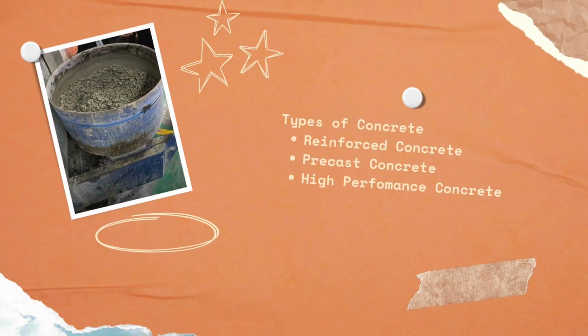Next, we go to types of concrete. Concrete has 3 types. The first one is reinforced concrete. Reinforced concrete is strengthened with steel bar. The next one is precast concrete that is molded and cured before installation. And high performance concrete. High performance concrete is designed for extra strength and durability.